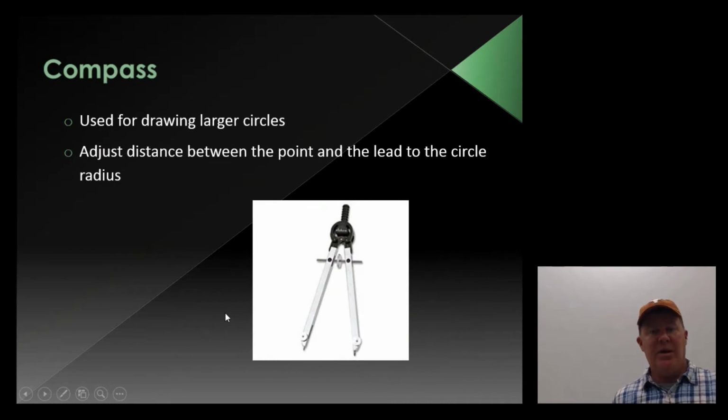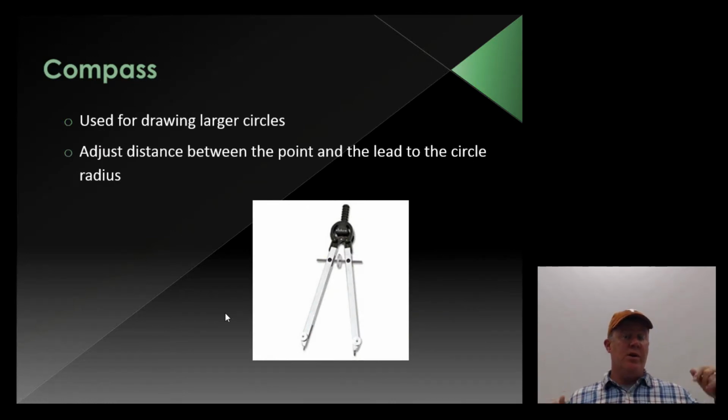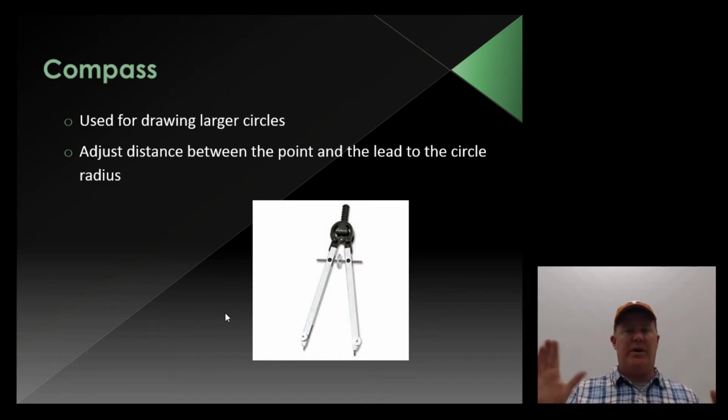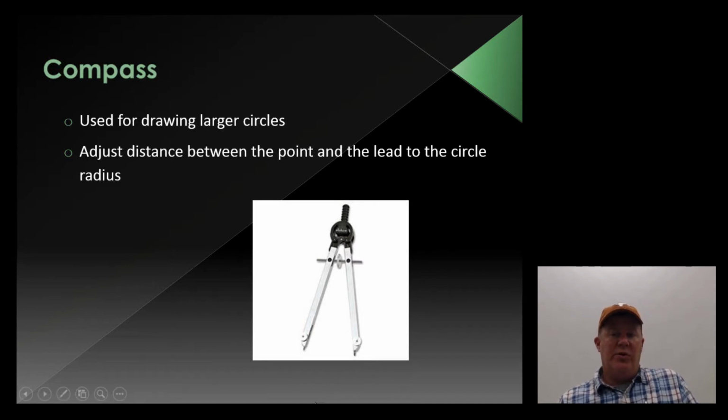A compass. These are good for drawing larger circles. Because circle templates can only get so big. You adjust the distance between the point and the lead to the circle. So the radius. So you find the radius of your plant or of your irrigation head. If we're putting rotors 30 feet apart, 30 feet from each other, we'd take our radius of 15 and draw a complete circle around it, and that would give us the diameter of 30 feet. A good little tool to have.